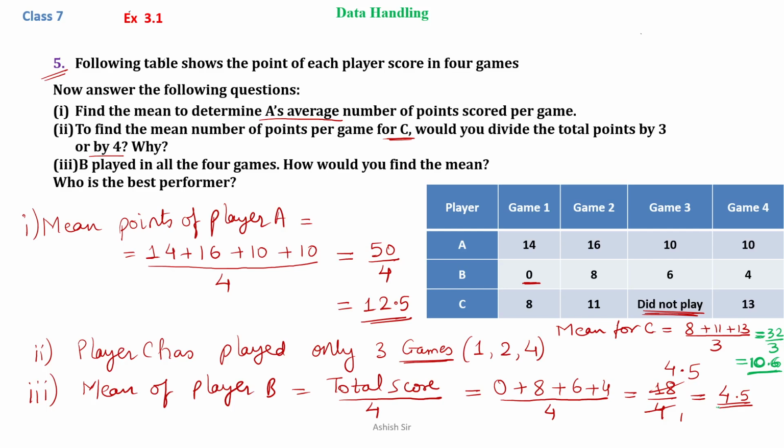The average of player B is 4.5 and the average point of player A is 12.5. So here we see that player A has the maximum average. So that's why we can answer who is the best performer. We can write that player A is the best performer.